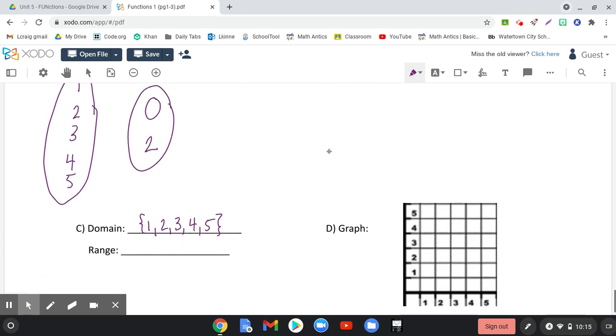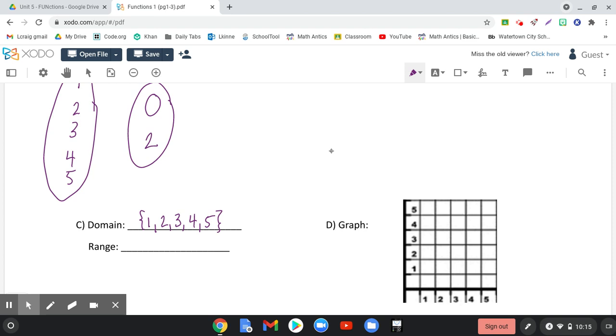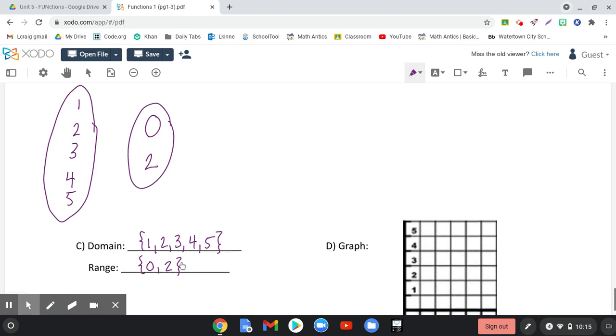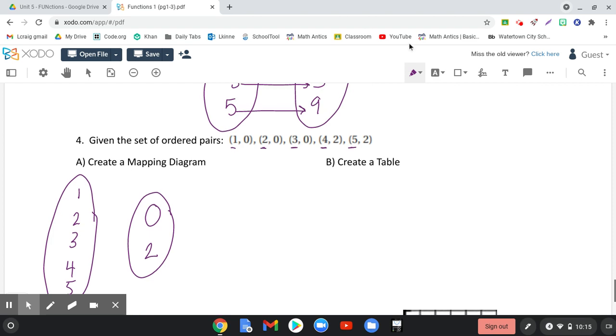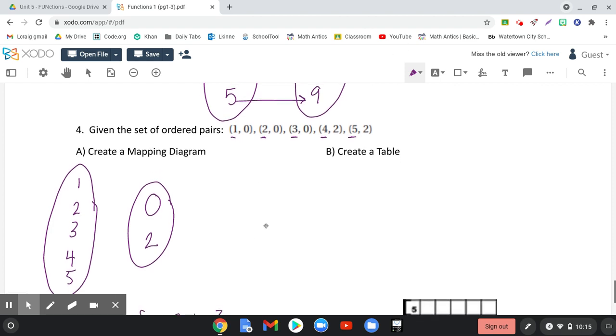Again, you don't put multiples. We're going to use our arrows. So your range is just 2 elements, 0 and 2. And I'm not putting parentheses. It's not a point. It's a list of numbers. So that's why we're using those brackets. Okay, use your arrows now to say what happens. So 1 goes to 0, 2 goes to 0, 3 goes to 0, 4 goes to 2, 5 goes to 2. There's your mapping diagram.